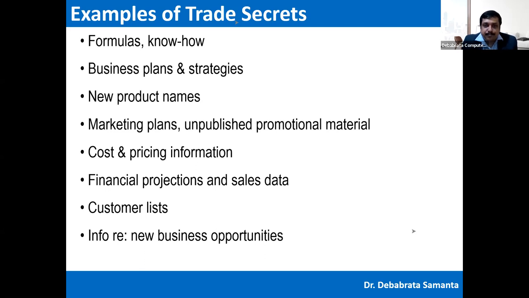A new product name is also part of trade secret, because you cannot apply the normal trademark concept to a new name. The same goes for the marketing plan and unpublished promotional materials. Basically, when we are applying for any advertisement or any modification of an existing product, that is called promotional material. But if it is unpublished, before it is published, you can go for a trade secret.